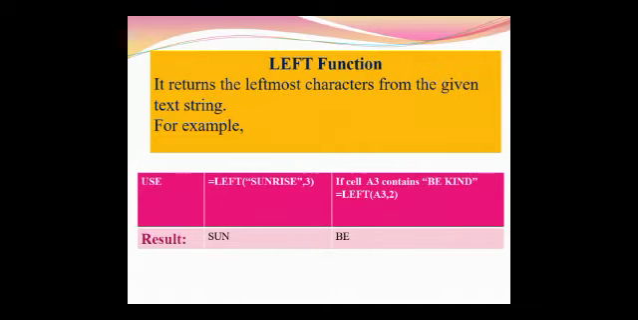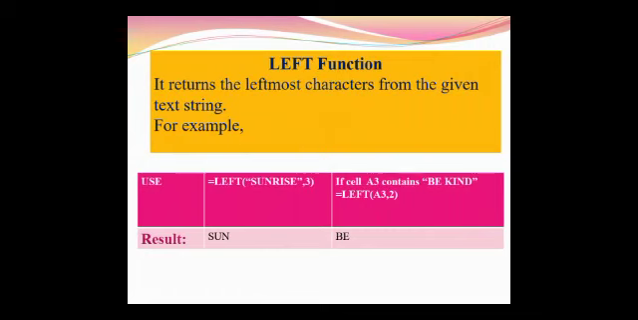Next is left function, which returns the leftmost characters from the given text string. I have taken the word sunrise over here. See the formula equal to left in bracket sunrise, which is written in double quotes, comma 3. So 3 characters from the left hand side will be counted and given as the result, which is SUN.